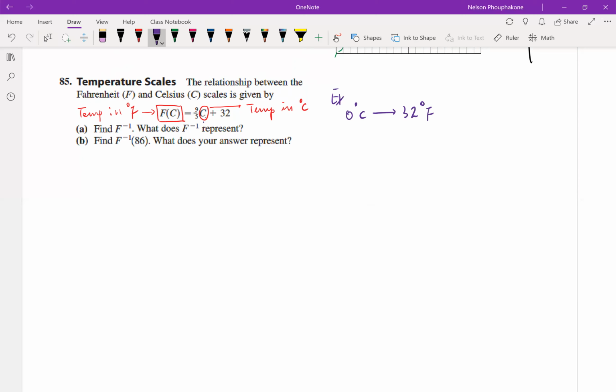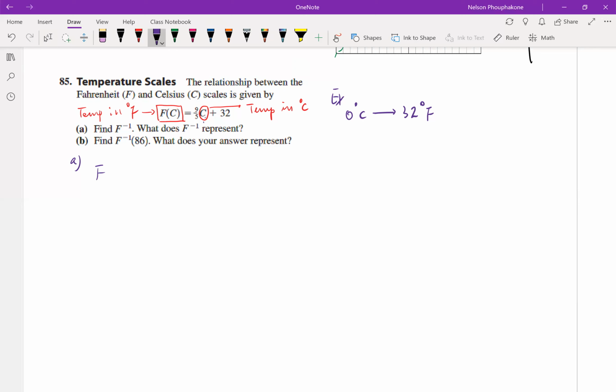Right now, I would like to find f inverse. What does f inverse represent? And second, find f inverse of 86. What does your answer represent? Let us work on A.